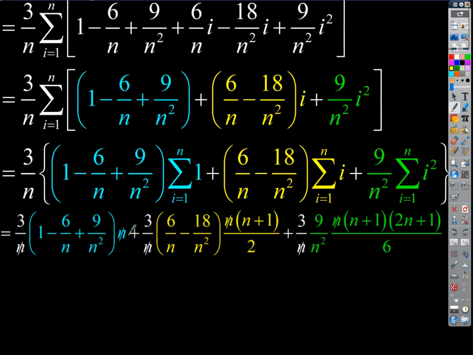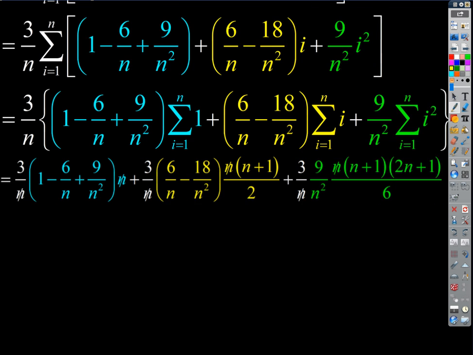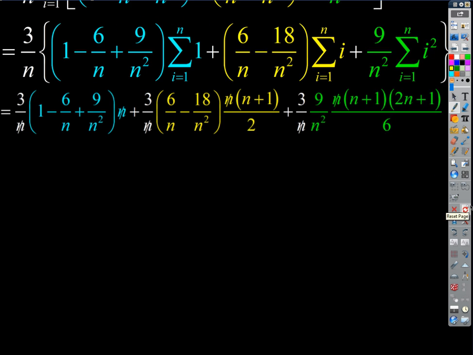Agreed? Here I've got this coefficient times the sum of i, and the sum of i is n times n plus 1 over 2, right? And for the green stuff, I can pull the 9 over n squared out front, and I've got the sum of i squared, which is n times n plus 1 times 2n plus 1 over 6. And that's where we are. I just did one additional thing. We conveniently canceled an n in each of these to make them a little bit easier, right?